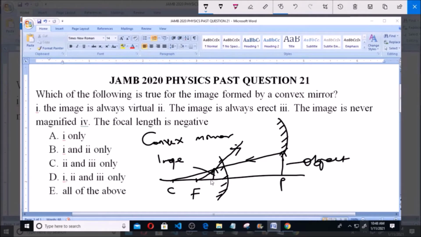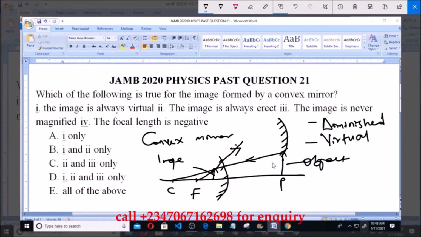Looking at this image, you notice what? Number one, the image is diminished. It is a very prominent feature that it is smaller than the object. Two, the image is virtual. It is not real. The image cannot be caught on a screen. You can see the image is formed behind the mirror, so it is not a real image, it's a virtual image.